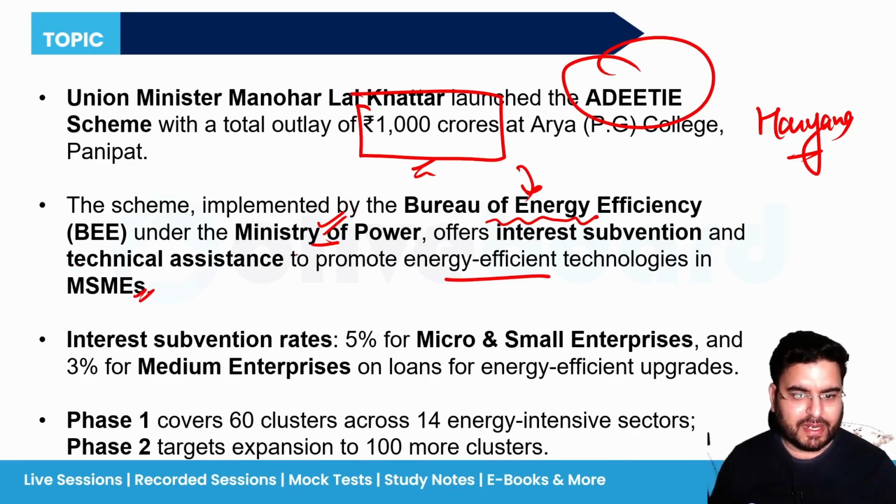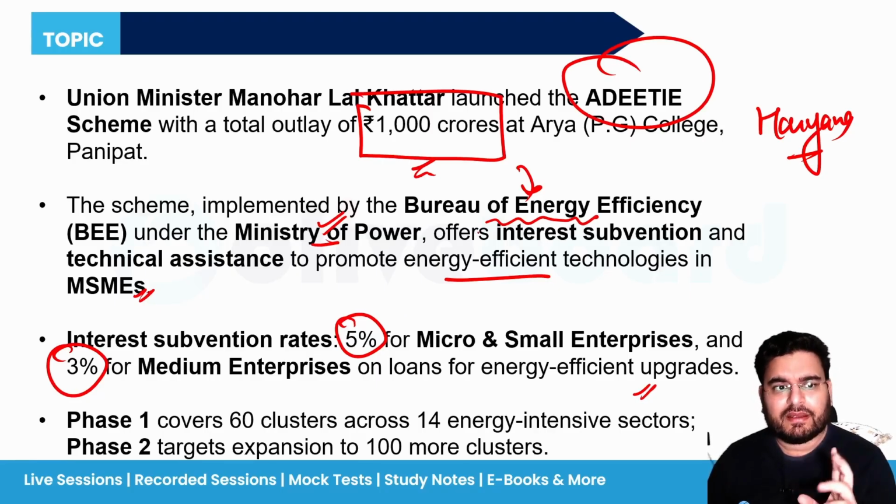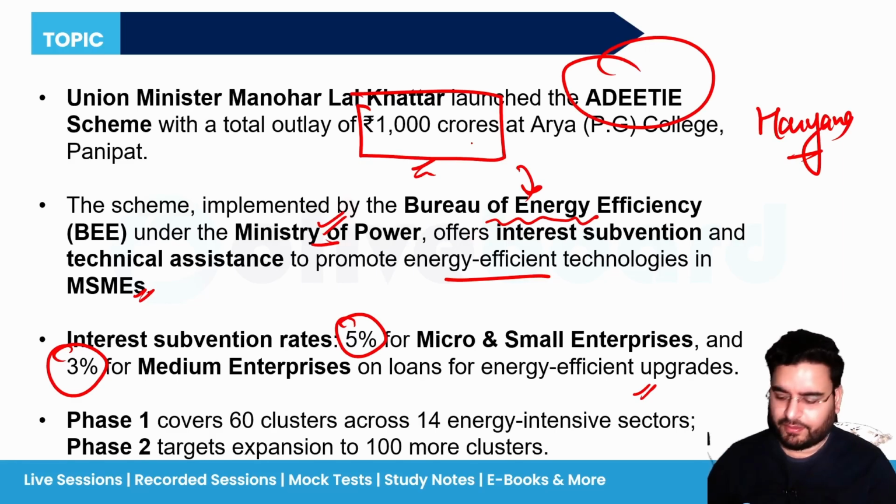Okay, so if you are from micro small sector, you will get interest subvention or discount of 5%, for medium 3%, on loans for energy efficiency upgrades, right? So please remember this thing. The objective is to promote energy efficiency in the MSME sector, and for this Aditi scheme has been launched with an outlay of 1000 crore. Three things you have to remember.